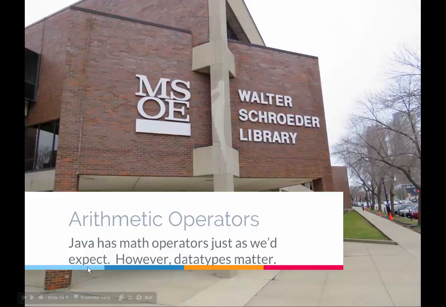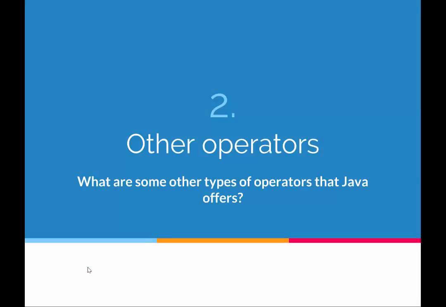In summary, we have math just like we think we should, with a little bit of issues, and data types do matter. It matters if we're doing integer math, and also if we have incompatible types. So we just have to be aware of that. Now let's look at some other operators.